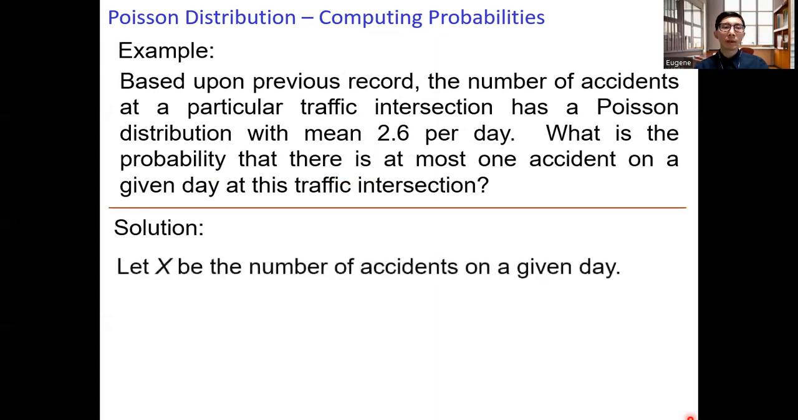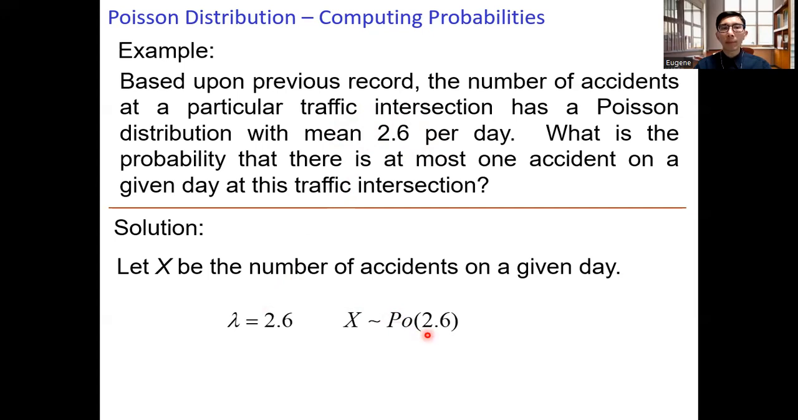Define the variable. Let X be the number of accidents on a given day. And then what is lambda? A Poisson distribution with mean 2.6 per day. So lambda equals 2.6. So X follows a Poisson distribution with parameter 2.6.